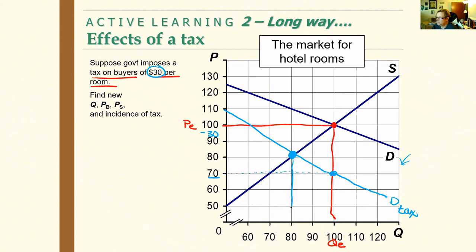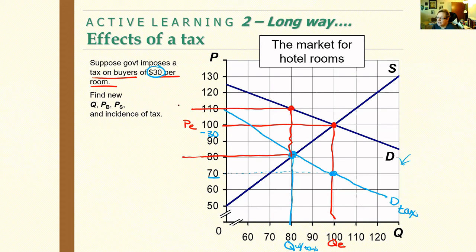So the quantity with the tax is going to be right here. At this point, what we want to do is to draw a tax box. Okay. So the tax box is going to come over here to 80. We're going to go up. How far up do we go? We go up to the original demand curve and then follow it over. Okay, so here's our tax box in red.